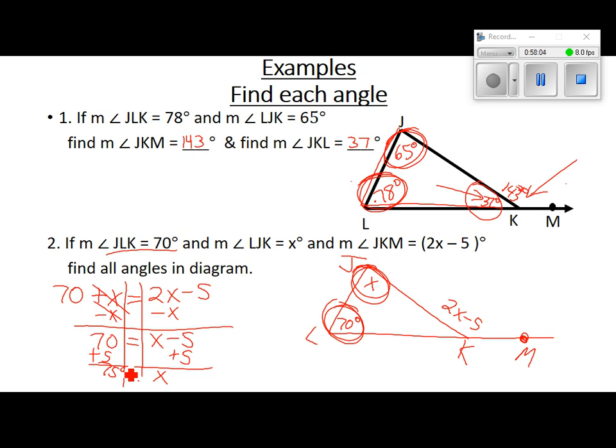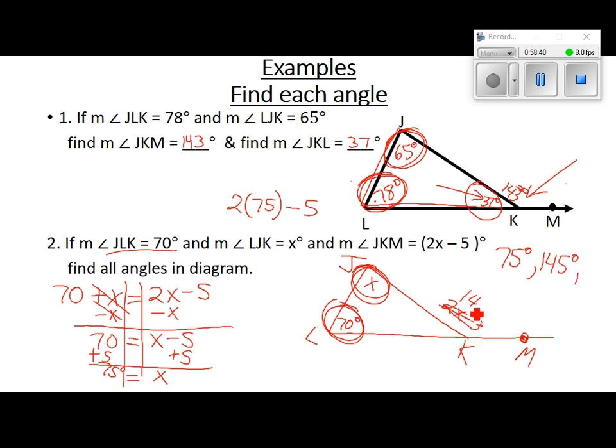70, top angle 75, and those three have to add up to 180. So what's this angle right here? 75. So that's one of our answers. 75 degrees. Could we find this angle out here? Yeah. How? Plug x in for 75. So 2 times 75 minus 5. Do that on your calculator. 145, everybody agree with that? So that's another angle, this angle right here.